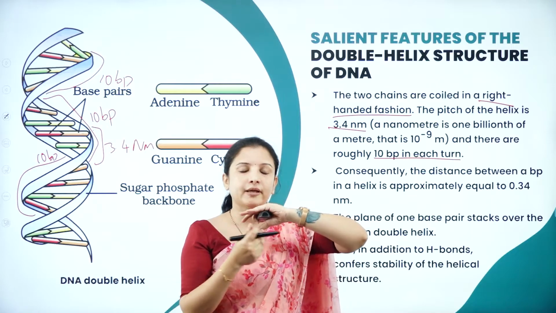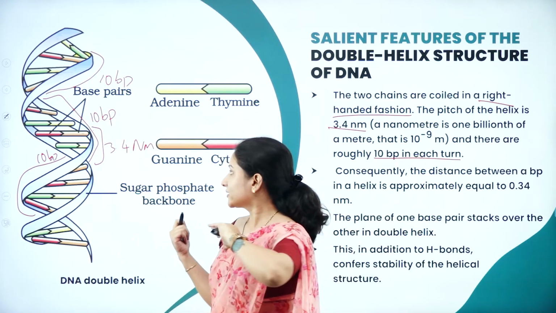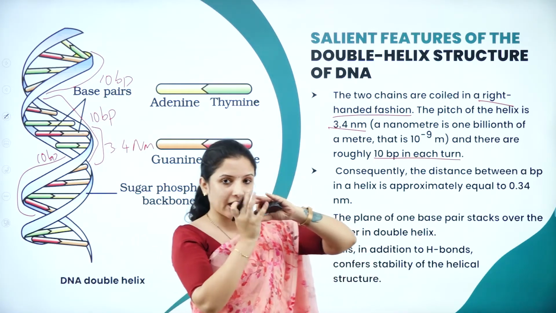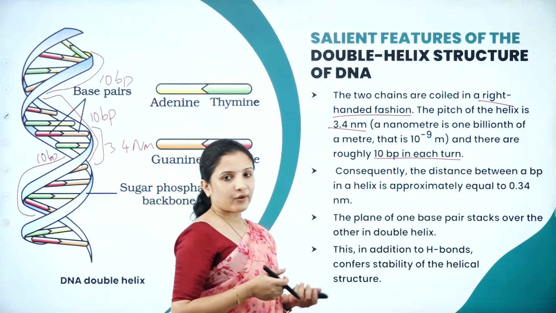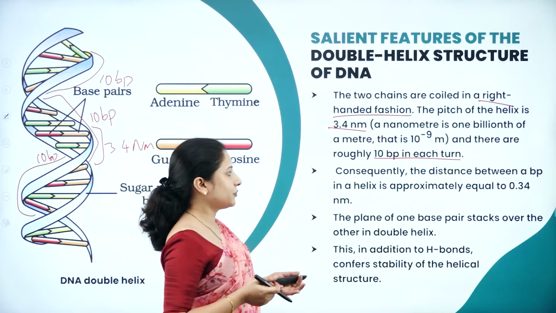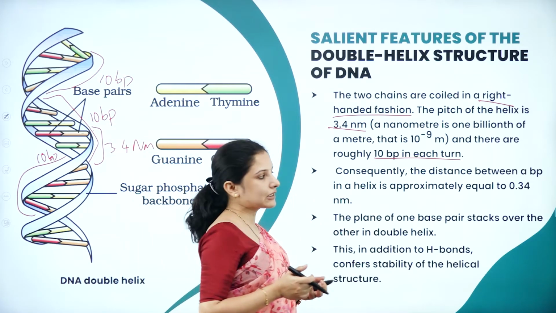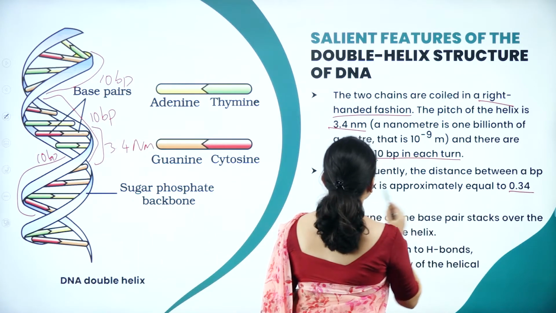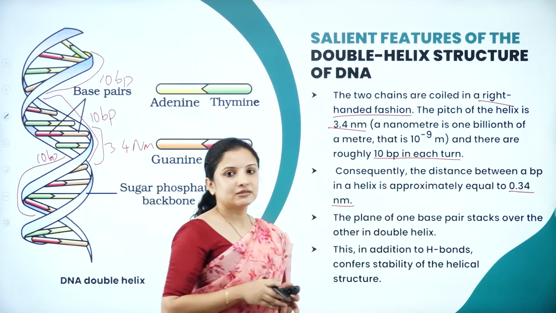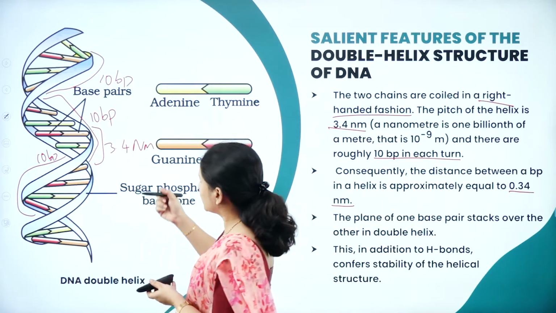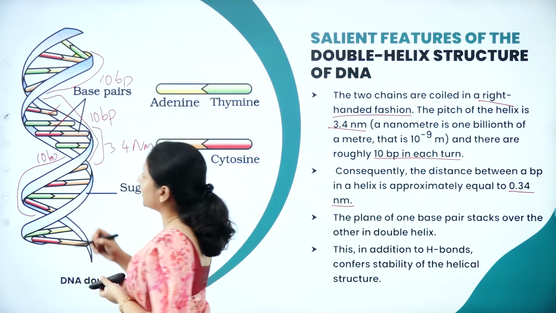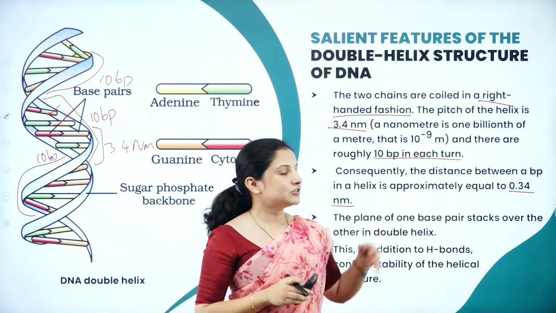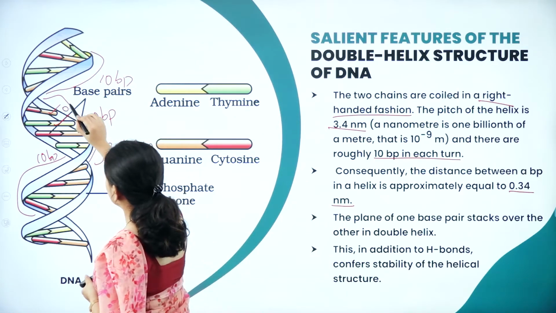Why do they coil? Again, because of the polarity. So, that is the reason. And what is the angle of coiling? It is about 3.4 nanometer. And consequently, the distance between a base pair in a helix is approximately equal to 0.34 nanometer. So, the distance between one base pair and the other base pair is approximately 0.34 nanometer.